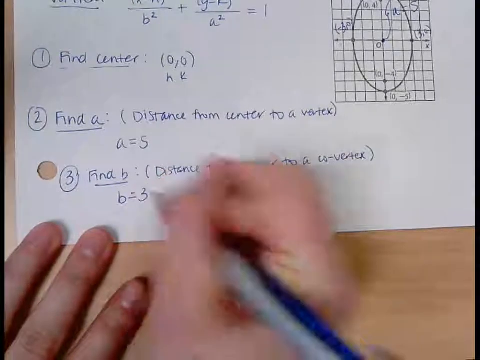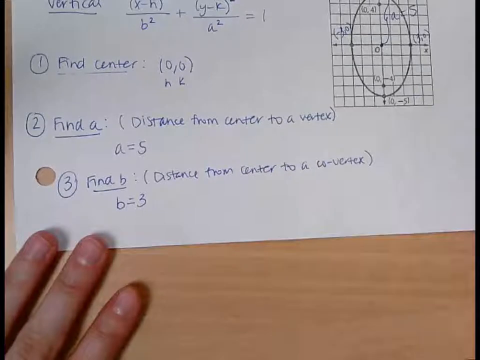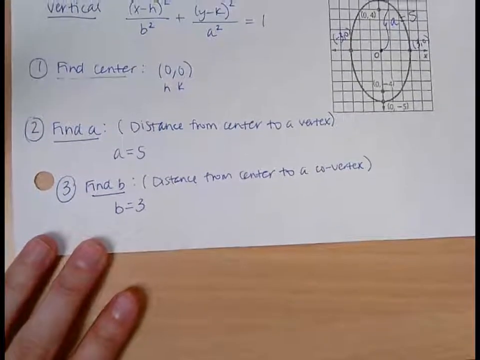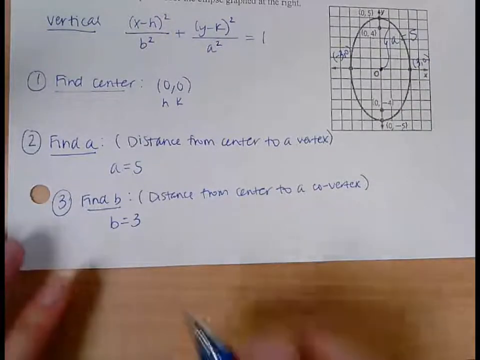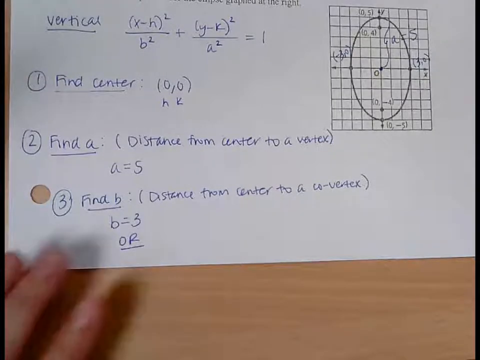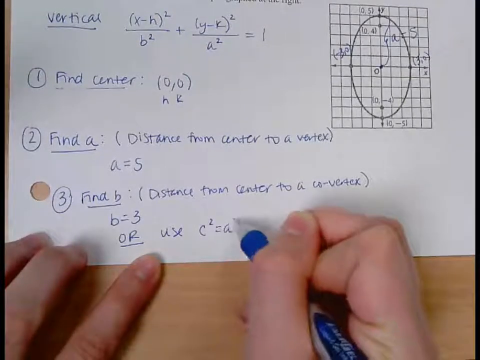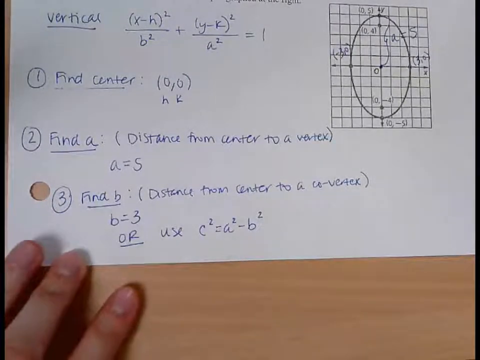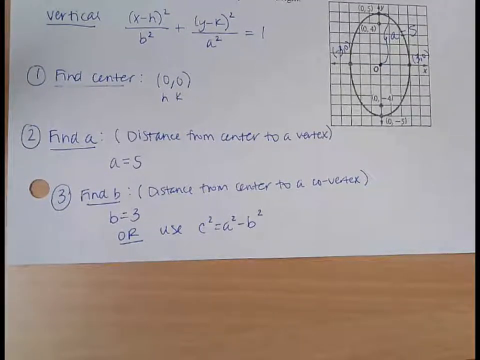3. Okay, now let's say we don't know for sure that these are the points. We are given the actual coordinates for the foci. Here's another way to find B. Another way to find it is to use that formula you wrote on your sheet: c squared equals a squared minus b squared. Because we already found A, if you're given the foci, you should be able to find C, and then you can use this formula to find B.